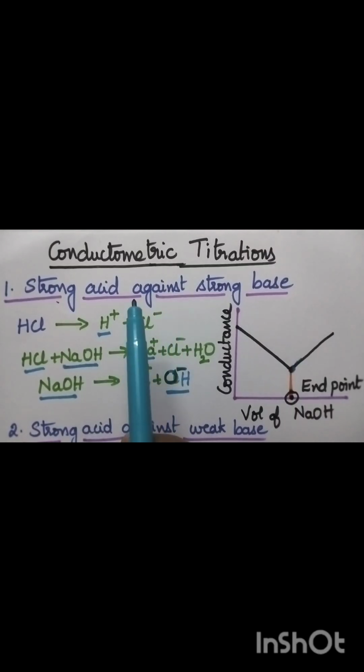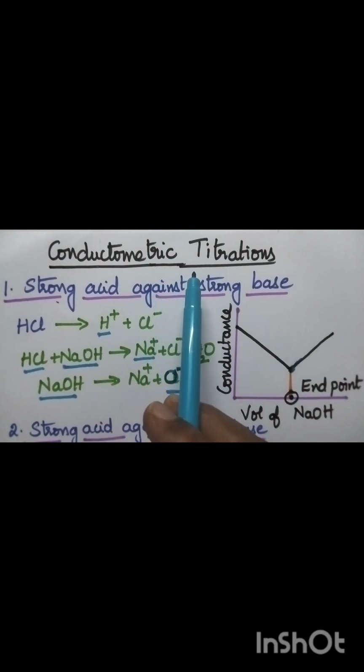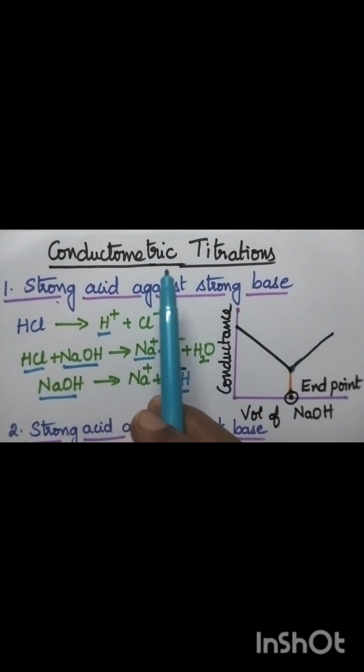In this video I am going to share a brief idea about conductometric titrations. Generally, conductometric titrations involve the determination of the endpoint by the measurement of conductance, whereas volumetric titrations involve the measurement of endpoint by the identification of color change.